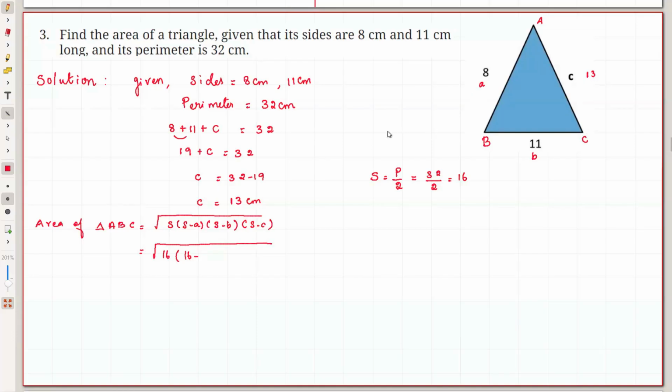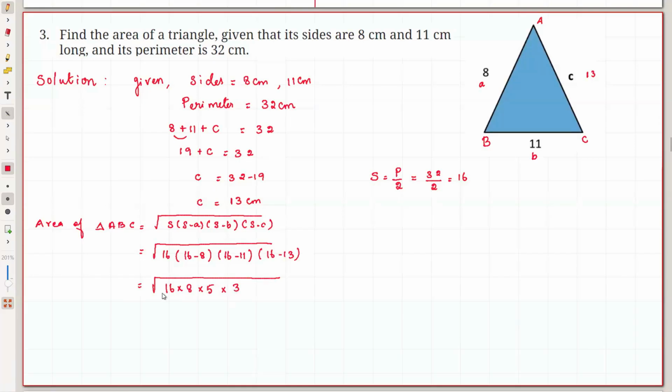So S into S minus A. A is 8, and S, 16 minus B value is 11. Next, S, 16 minus C value is 13. We can just simplify it. So 16 into 16 minus 8 is 8, into 16 minus 11 is 5, into 16 minus 13 is 3. So 16 into 8 into 5 into 3.